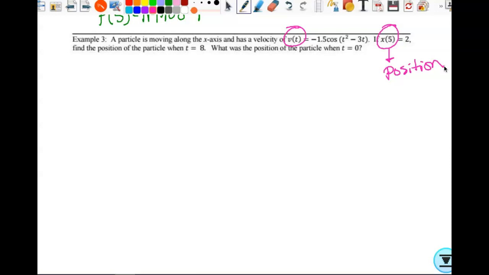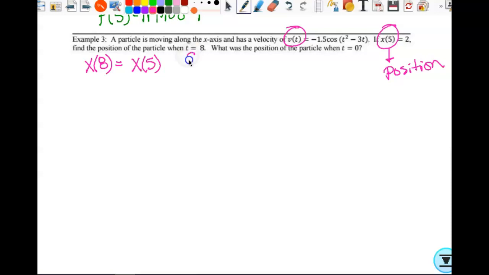Okay, so a particle is moving along the x-axis and has a velocity of this. If x of 5 equals 2, find the position of the particle when t equals 8. What is the position of the particle when t equals 0? So there's two parts here. If I want the position when t equals 8, that means I want x of 8, right? I know x of 5, right?